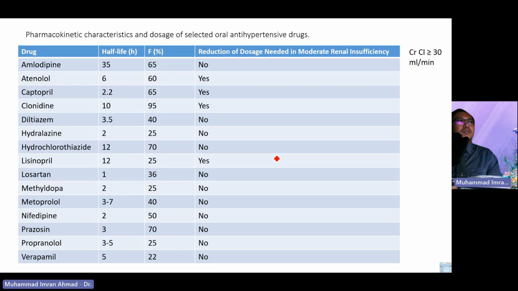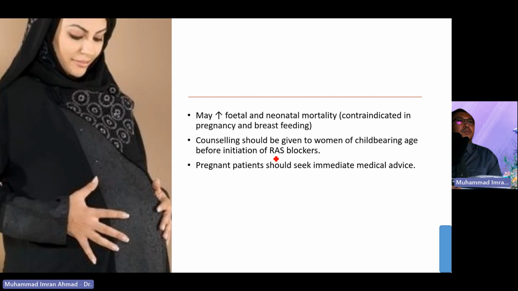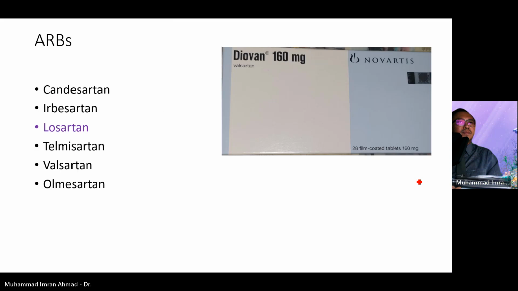So before we give patients RAS blockers, we have to counsel the patients about this. And patients who become pregnant should seek immediate medical advice, by seeing their doctors or obstetricians, etc.